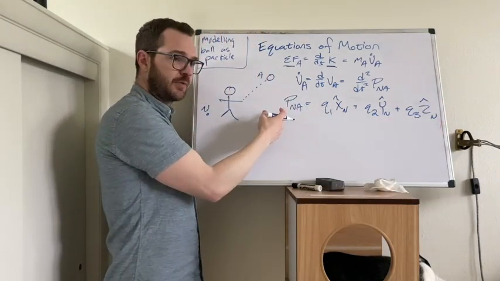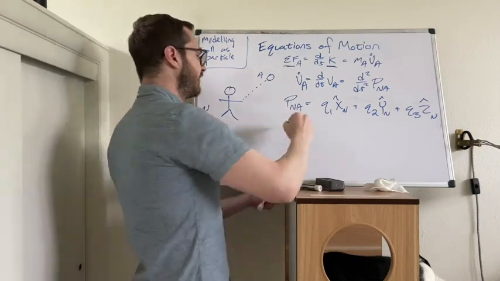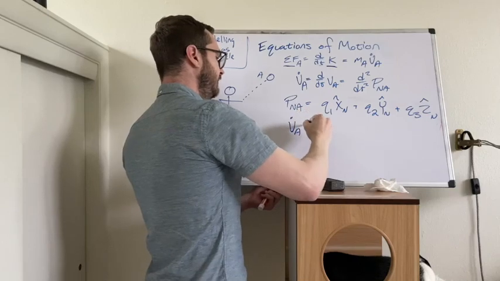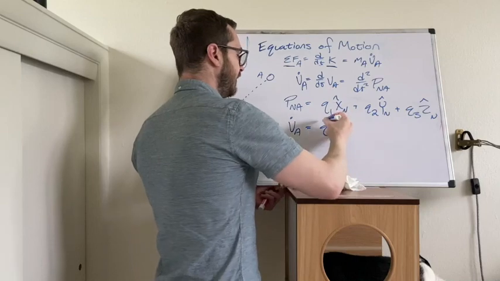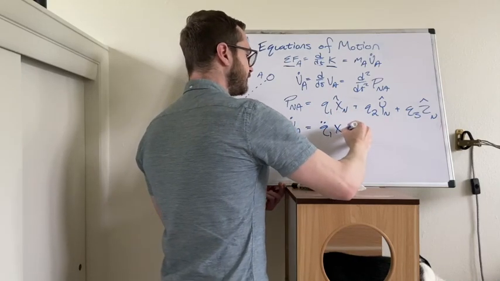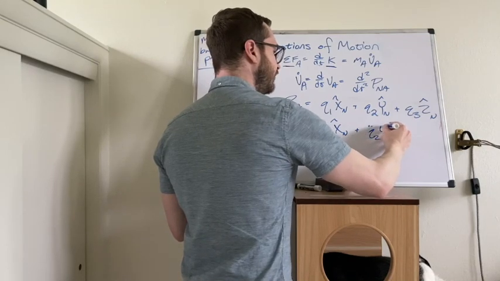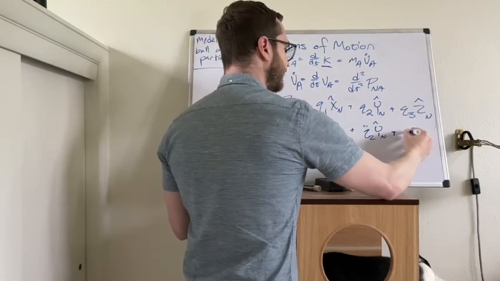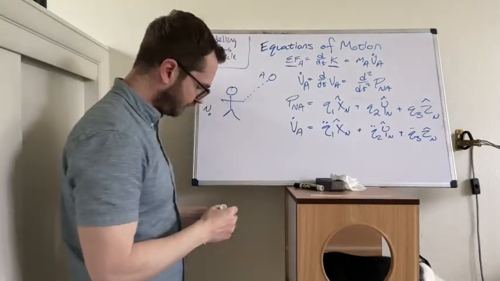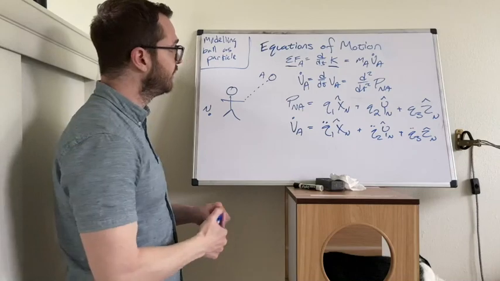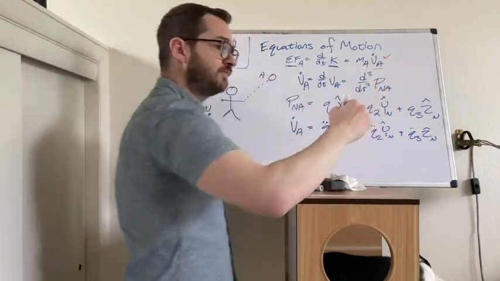At this point, I think we're all okay taking derivatives, especially something very simple like this. You take the derivative twice, and we're going to get q1 double dot x hat N, and we're going to get q2 double dot y hat N, and we're going to get q3 double dot z hat N. Okay. Jot that down in your notes. That takes care of that one.